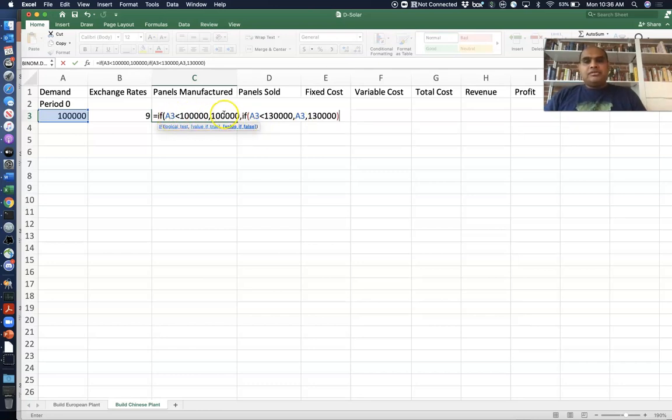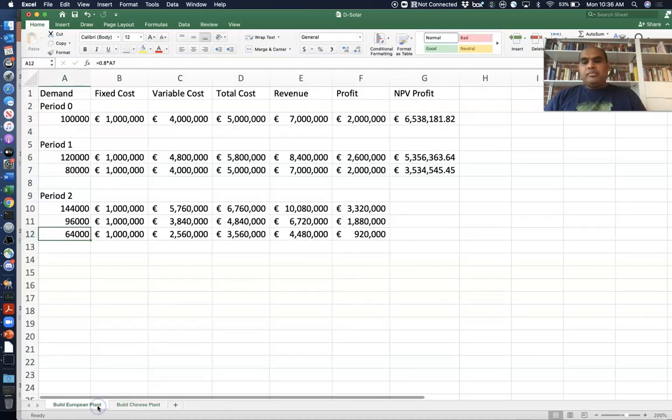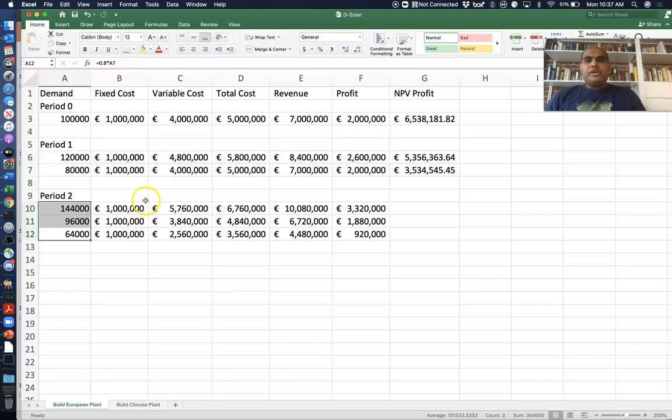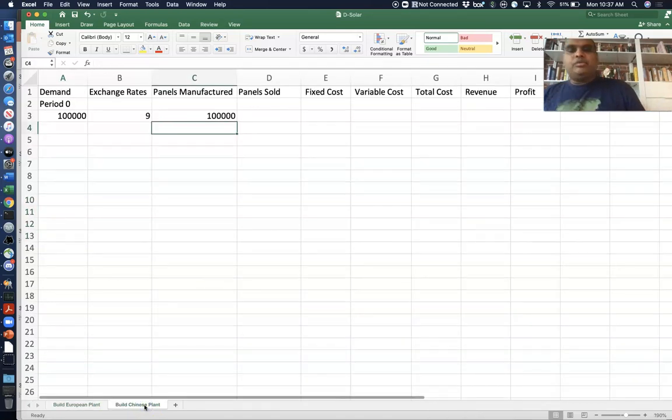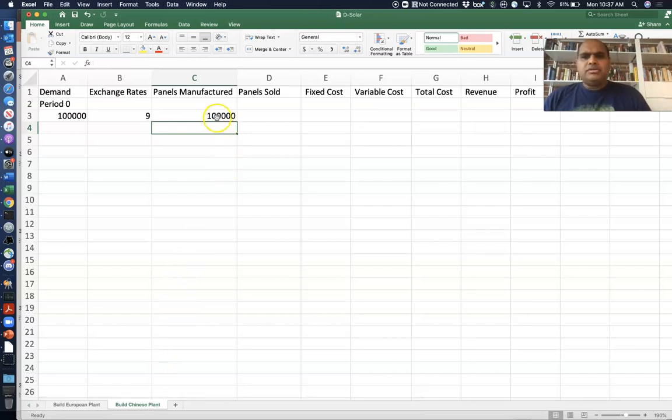If demand is less than 100,000, you make 100,000. If demand is more than 130, you make 130. But in between, you make as many as are demanded. Right? Now, in the previous case, we didn't have to worry about that in the European plant because the demand range was between 60 and 150, and all demand values were between 60 and 150. So we didn't have to worry about keeping track of how many are made, how many are sold, and all of that. But here we have to, because the volume flexibility is much tighter. Okay, so that's the number of panels manufactured.